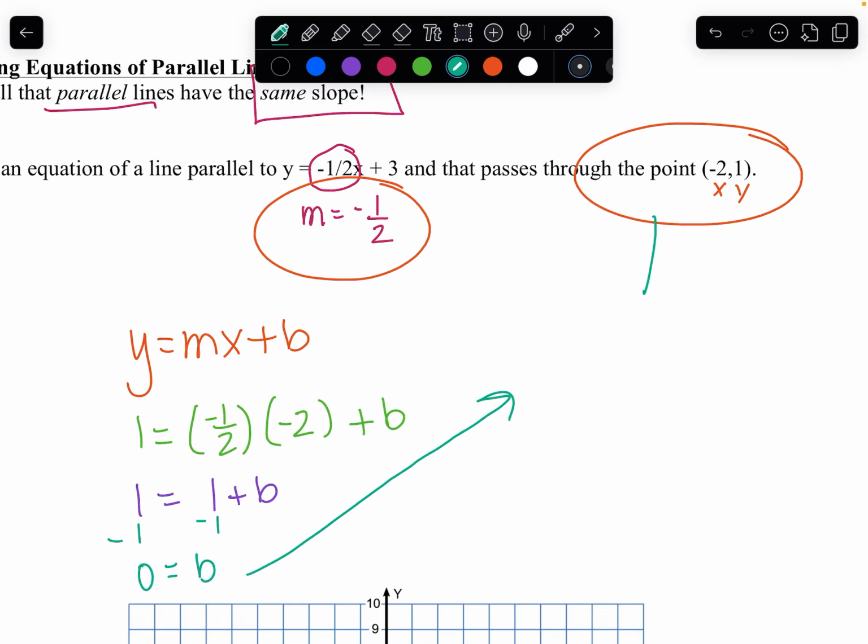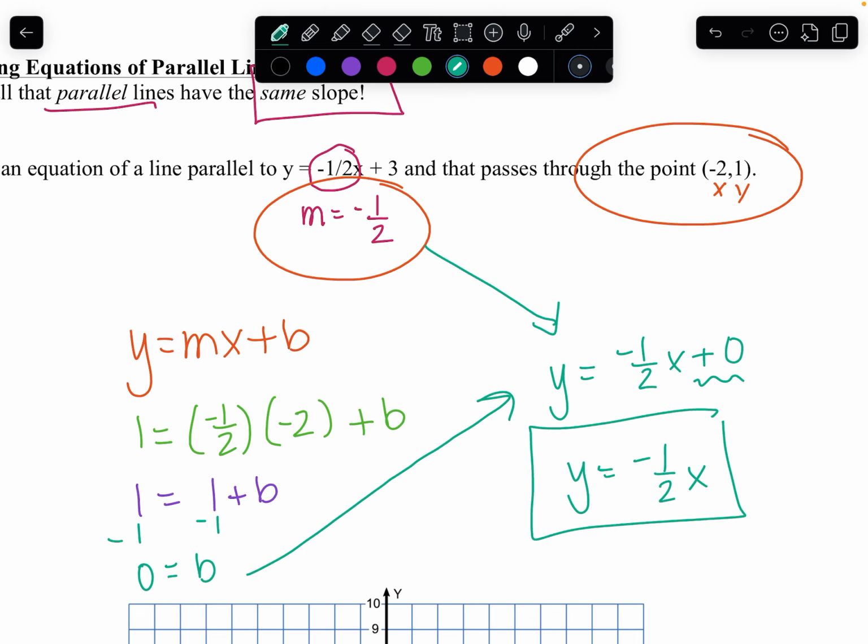So we have our y-intercept and our slope. And so y equals -1/2 x plus 0. Well, we don't really need that 0, so our answer would be y equals -1/2 x.